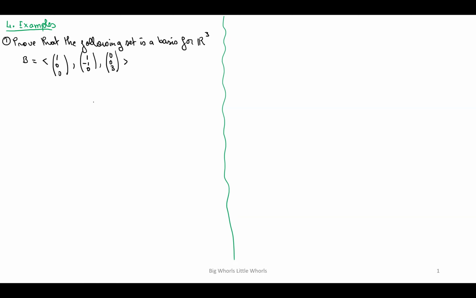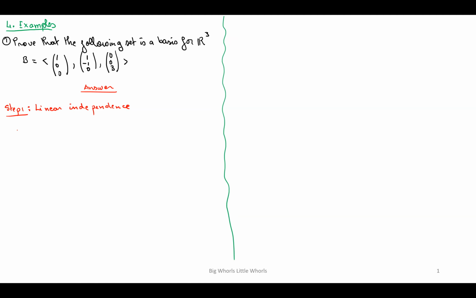sequence of vectors that is linearly independent and that spans the space. So we need to check 2 things. We need to check number 1, step 1, linear independence. And we need to check step 2, which is going to be the span.